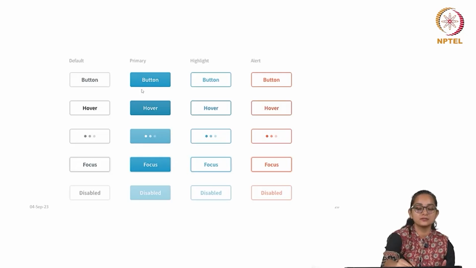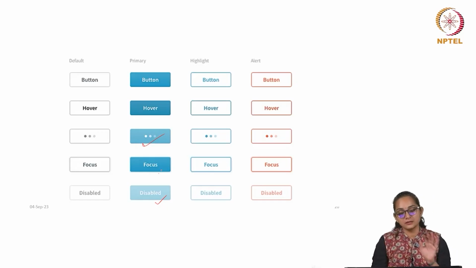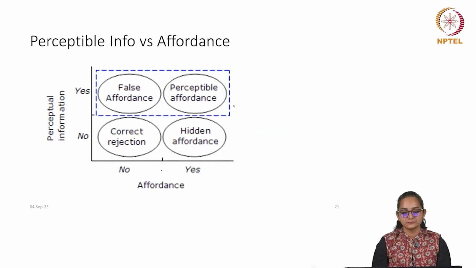So, this is the default state. If you hover, then it becomes darker. If it is disabled, it becomes lighter. If there is some loading text, then it becomes like this. If you click or focus, then it becomes even darker and seems as if it is pressed inside.